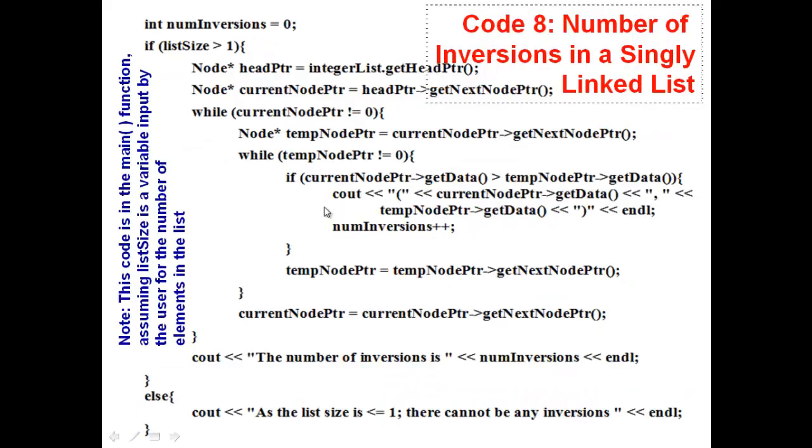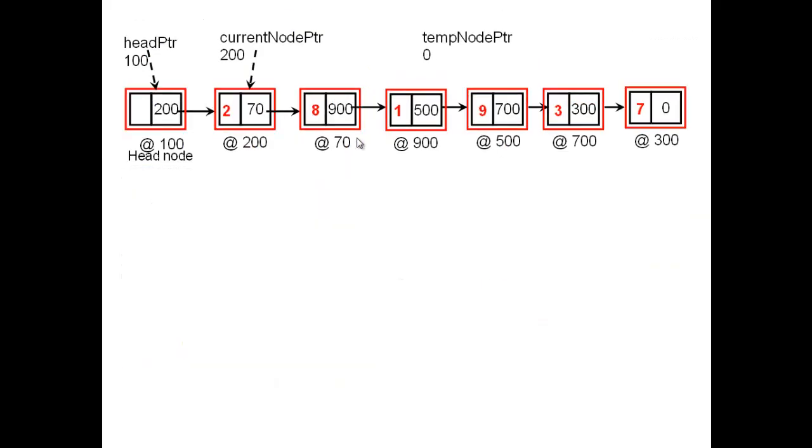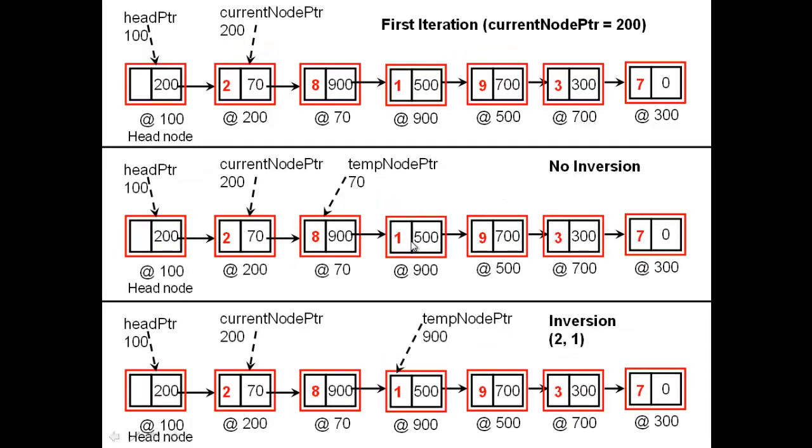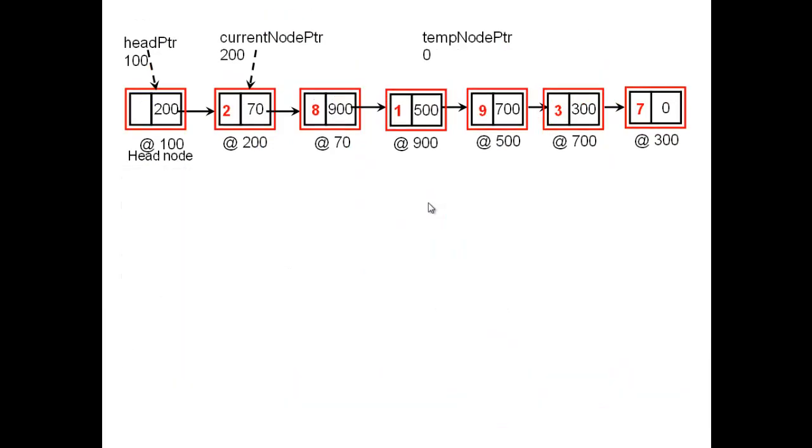So now we are back to the beginning of this while loop for the current node pointer. We have 70 as its value, it's not null, so we get inside and again create the temp node pointer. So current node's next node pointer will be the value of temp node pointer. So current node's next node pointer address value is 900. So that will be the value of temp node pointer, so it's pointing to that node. And then it's not null, so you get inside the loop and start comparing the data.